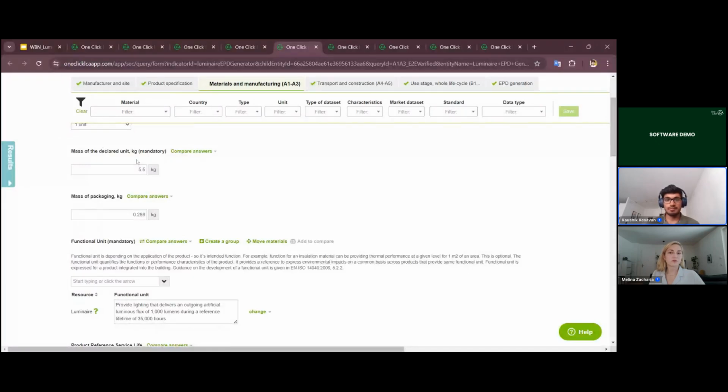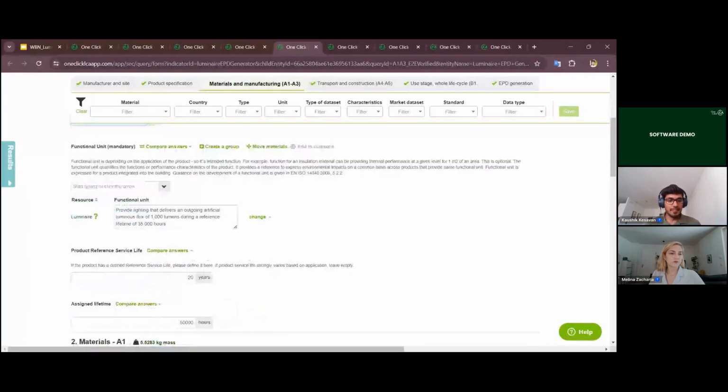This refers to the mass of the product itself. In this case, I've taken an example of 5.5 kilograms with a packaging weight of 0.268 kilograms. The functional unit, this is mandatory whenever we have a use phase as such.